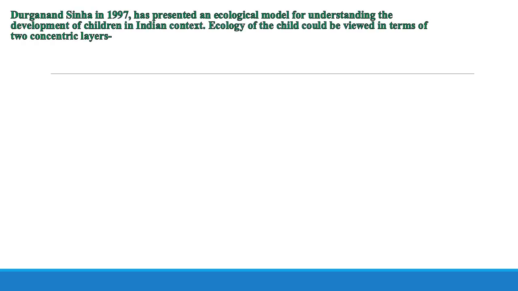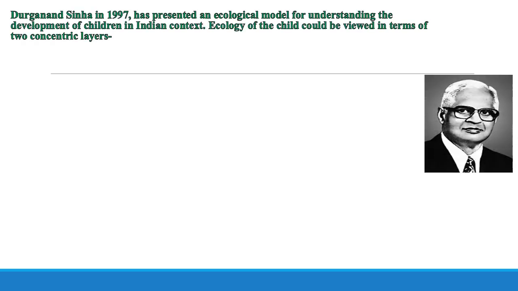Now the next person is Durganand Sinha. He was an Indian psychologist. Durganand Sinha in 1997 has presented an ecological model as well for understanding the development of children in Indian context. Alright, so ecology of the child could be viewed in terms of two concentric layers according to Durganand Sinha.